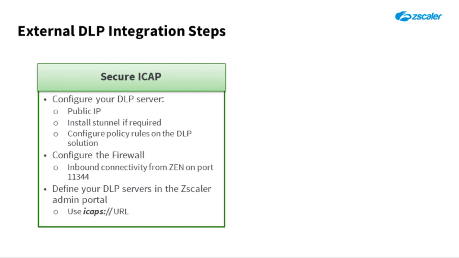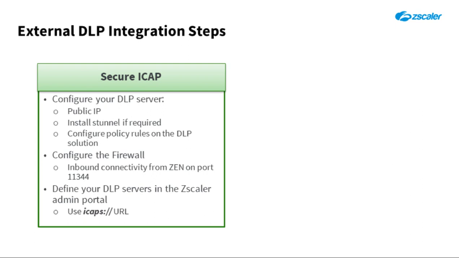If you wish to send suspect transactions to an external DLP system securely, there are a number of integration steps that must be taken care of. Your DLP system must be available on a public IP address, and if it doesn't support secure ICAP natively, we recommend that you install the open source S-Tunnel application on the DLP appliance. You will of course also need to configure appropriate policy rules on the external system.